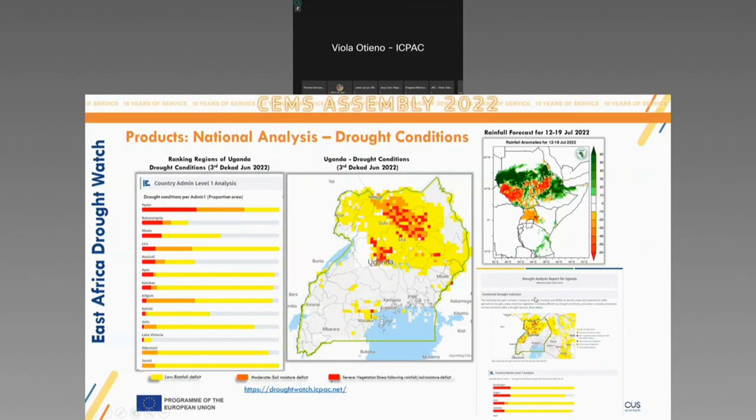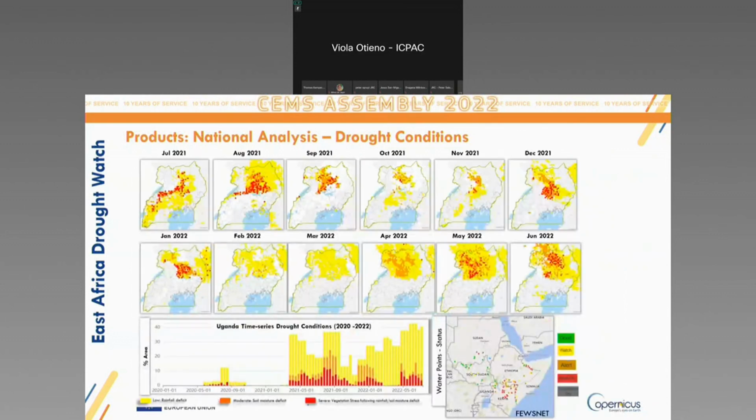Another product that is shown on the bottom right is the automated report that you can generate from the system. So this is available for any user who's using it online. You select a country, and then you're able to generate a report for that specific country. At national level, you can also do a time series map of the drought conditions, and you can also do a time series graph of drought conditions as well.